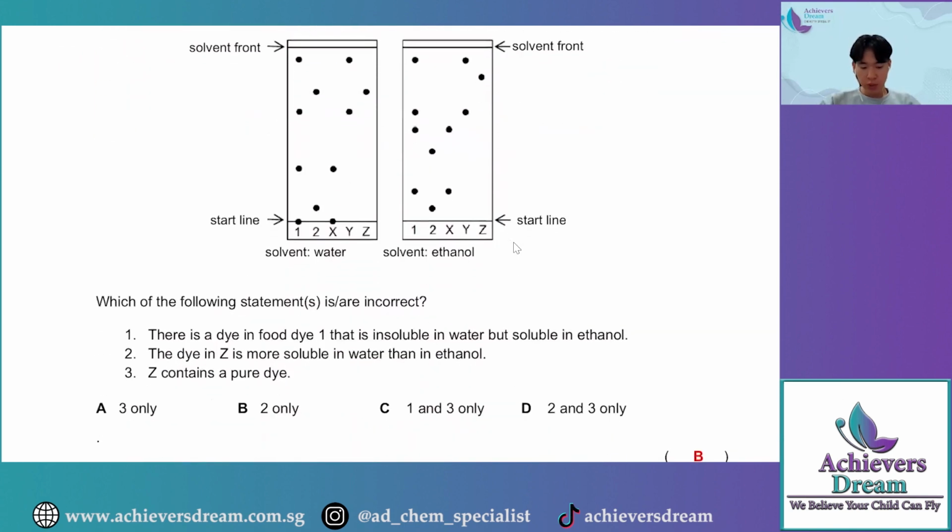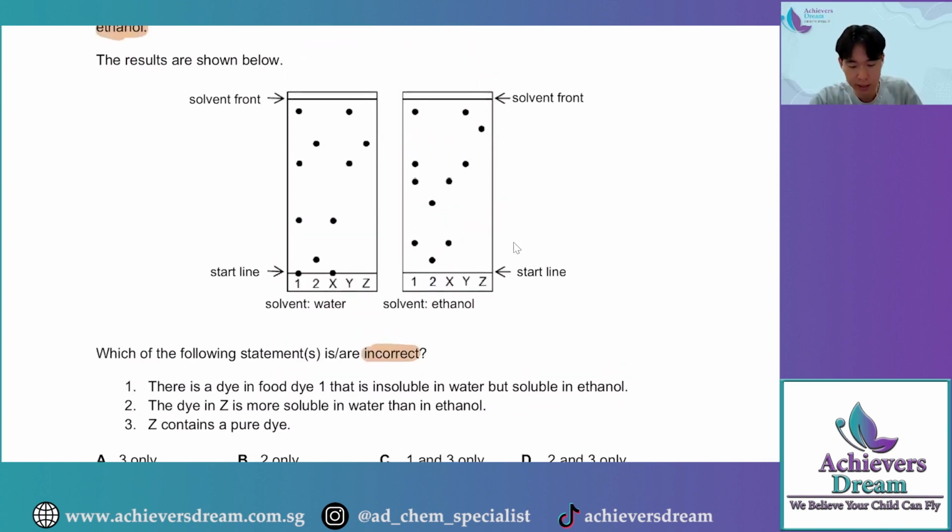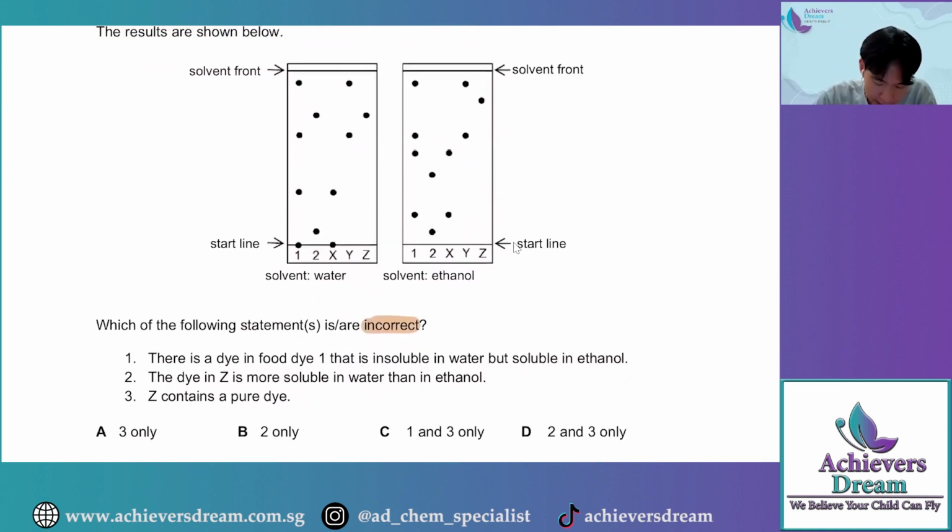So the question asks, which of the following statements are incorrect? Incorrect. Let's highlight that. Let's go through each statement one by one. Statement 1, there is a dye in food dye 1 that is insoluble in water but soluble in ethanol. Okay, how do we determine if this is true or not?